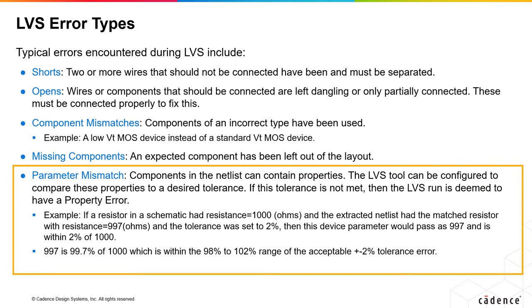Components in the netlist can contain properties. The LVS tool can be configured to compare these properties to a desired tolerance. If this tolerance is not met, then the LVS run is deemed to have a property mismatch error. For example, if a resistor in a schematic had resistance of 1000 ohms and the extracted netlist had the matched resistor with resistance of 997 ohms, and the tolerance was set to 2%, then this device parameter would pass as 997 is within 2% of 1000.